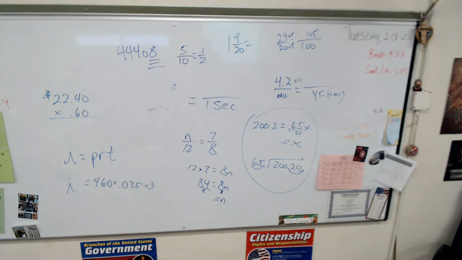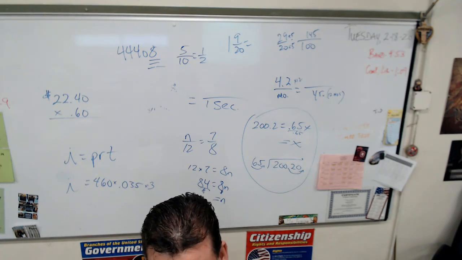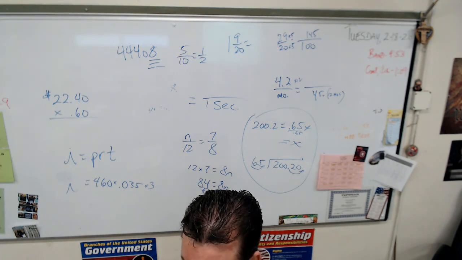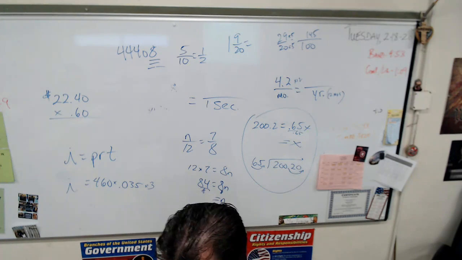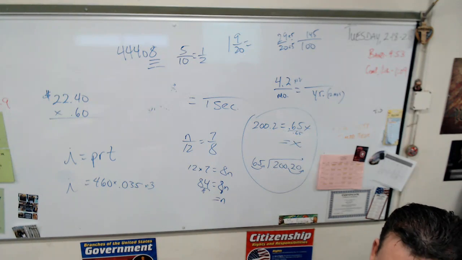Honda, what's going to be your denominator? 40. There's 40 total keys. How many are Hondas? 6. Your fraction is 6 over 40, which reduces to 3 over 20.